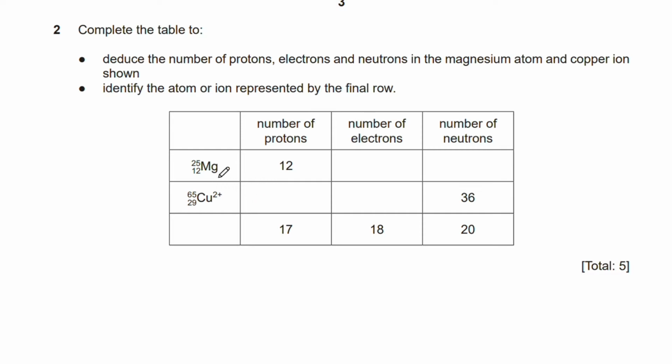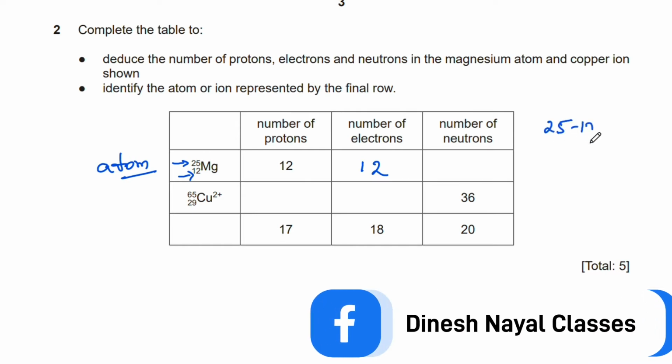Now we know atoms and ions. So as you can see, magnesium, number of protons is 12. As you know, the subscript gives you the number of protons and the superscript gives you the number of nucleons, meaning the number of protons and neutrons. This magnesium is an atom, so total positive charge will be equal to total negative charge. So the number of protons and electrons are equal. This is 12, this is also 12. And to get the number of neutrons, you do 25 minus 12, this equals 13. So the number of neutrons is 13.